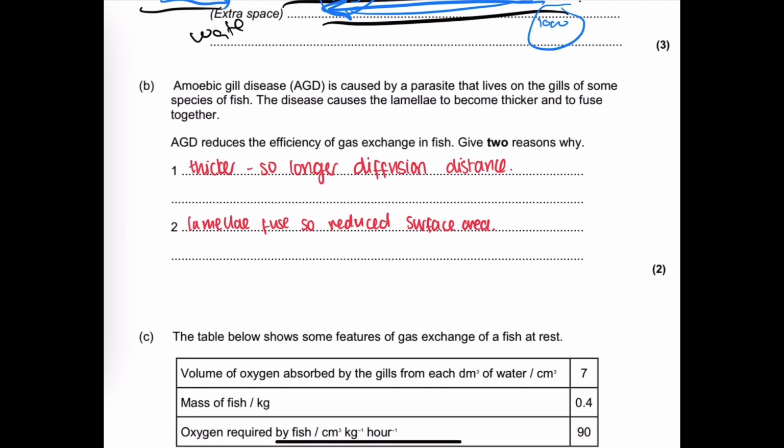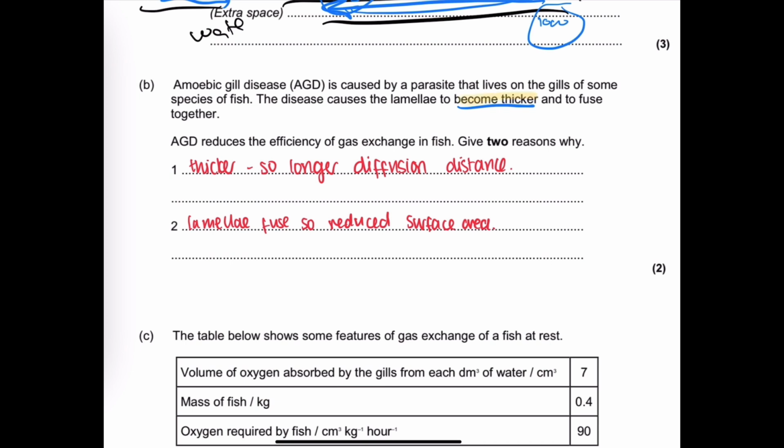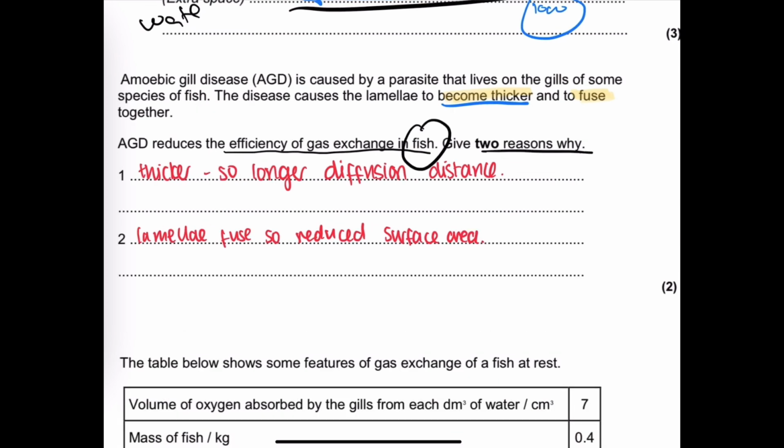So B. Big gill disease is caused by a parasite that lives in the gills of some species of fish. The disease causes the lamellae to become thicker, this is important, and to fuse together. So it reduces the efficiency of gas exchange, and the question asks you to give two reasons why. While they're talking about fish, this is basically the same. The same reasons why they're efficient apply as in a human, as in any living organism: when it has a larger surface area and is thinner, we have more efficient exchange. That's the same with our alveoli. So we just apply the exact same principles.